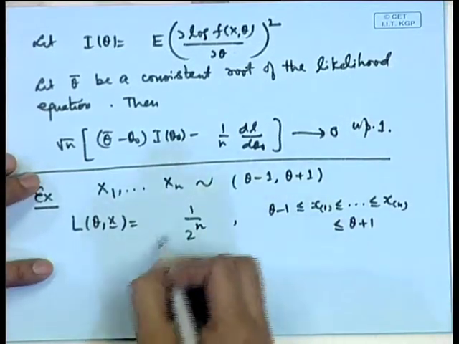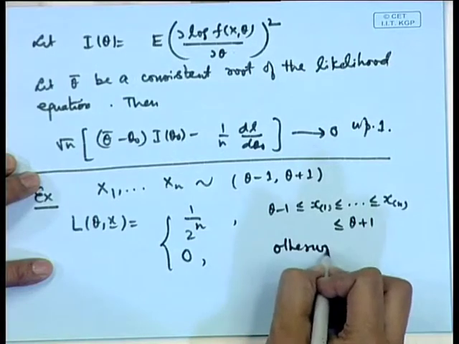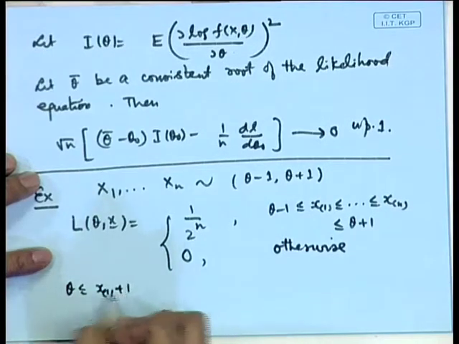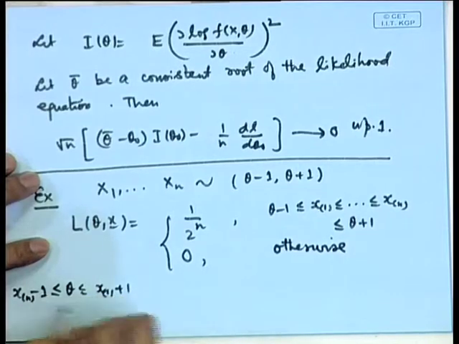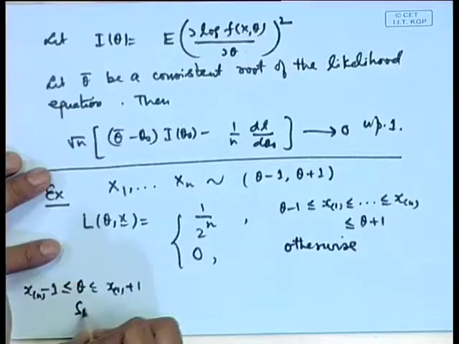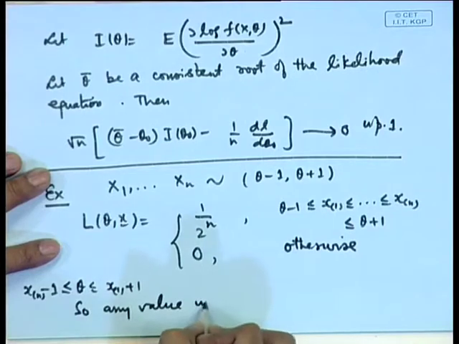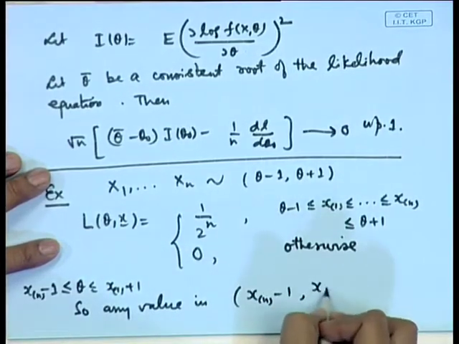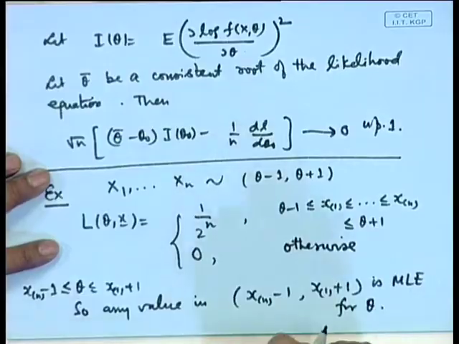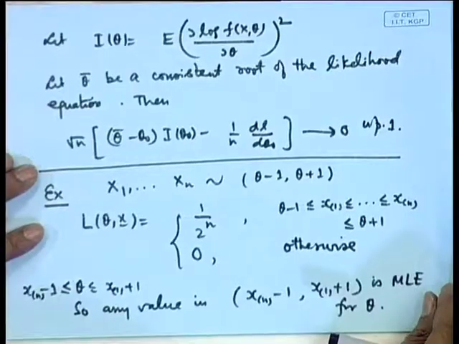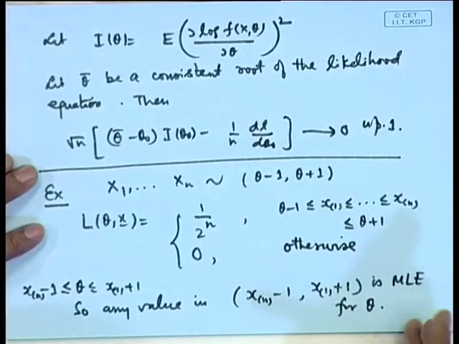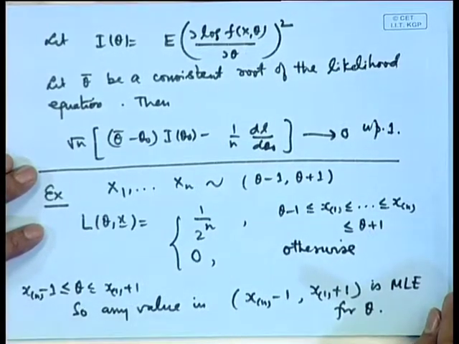So, you can see here that theta is less than or equal to x 1 plus 1 and it is also greater than or equal to x n minus 1. So, any value of theta between these two limits will be maximum likelihood estimator. So, any value in the interval x n minus 1 to x 1 plus 1 is maximum likelihood estimate for theta. So, we have a situation here where the maximum likelihood estimator is not unique. However, for convenience one may take the average of the endpoints, that is x 1 plus x n by 2 as the maximum likelihood estimator in this case.